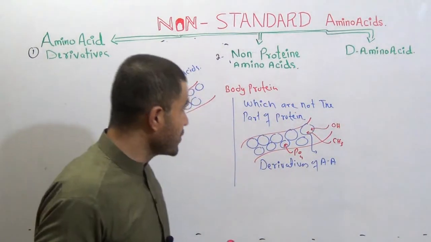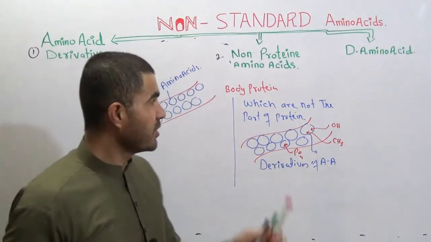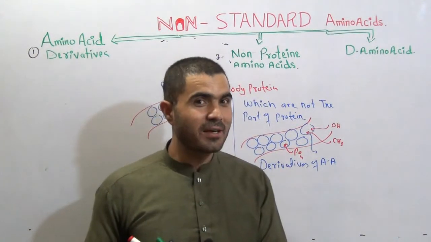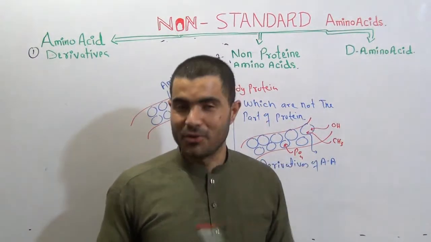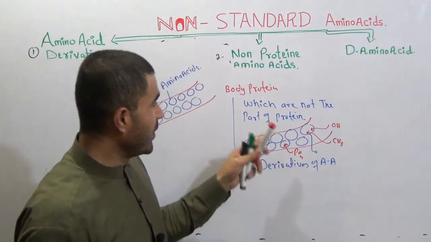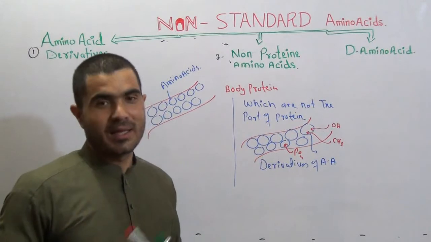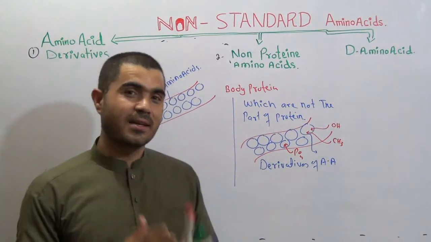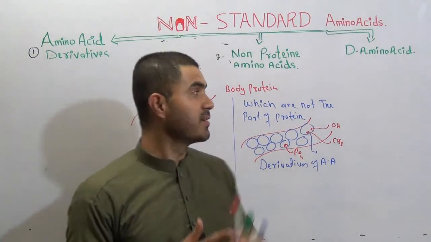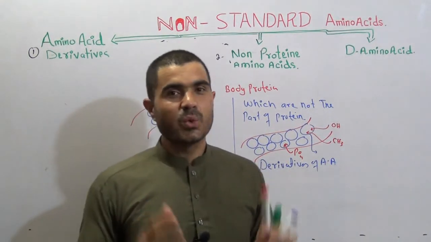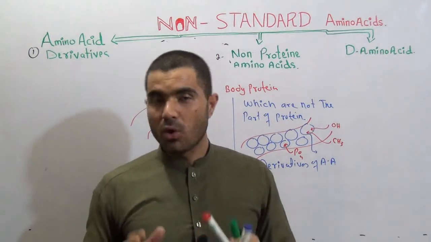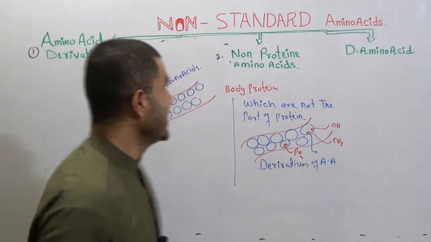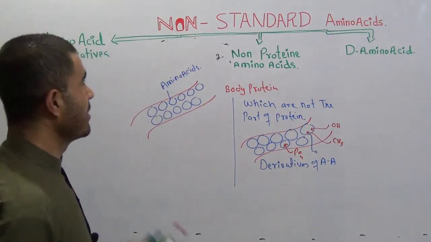So if a student writes the definition, those amino acids which are not part of protein, will you give them 5 out of 5 marks? Definitely not, because there are some amino acids which are part of protein but they are modified. So the precise and correct definition of non-standard amino acids is that they are either not part of protein, or if they are part of protein, they must be modified. This is where we got the idea of non-standard amino acids.